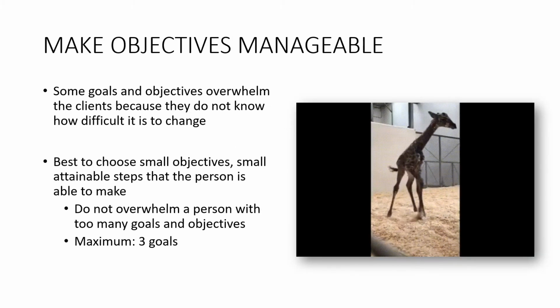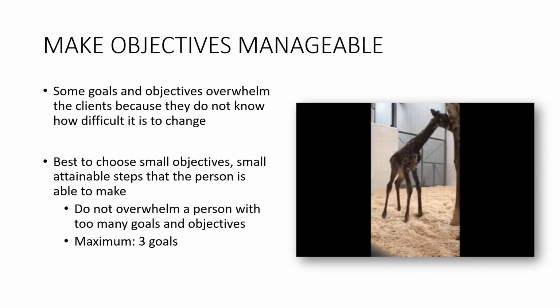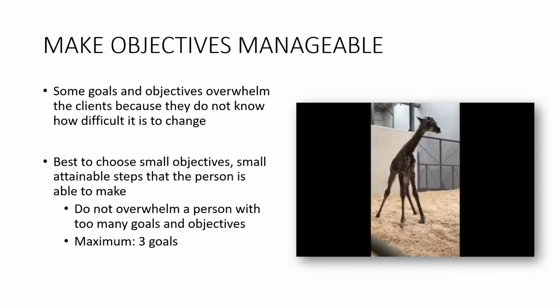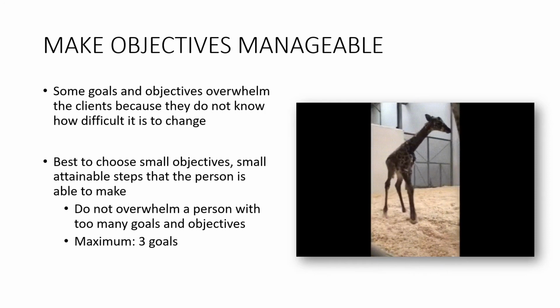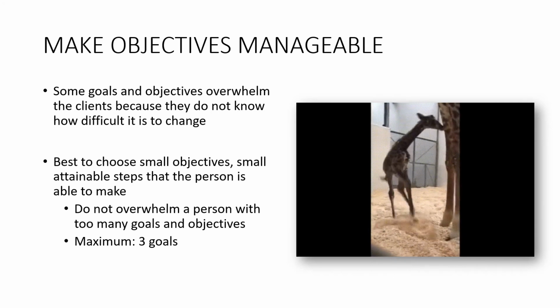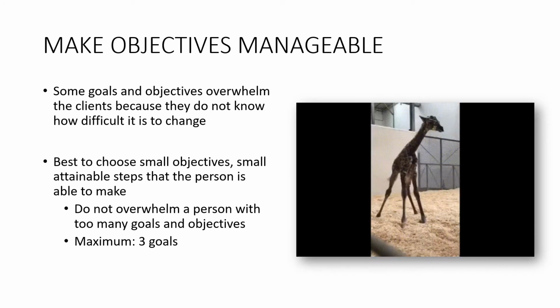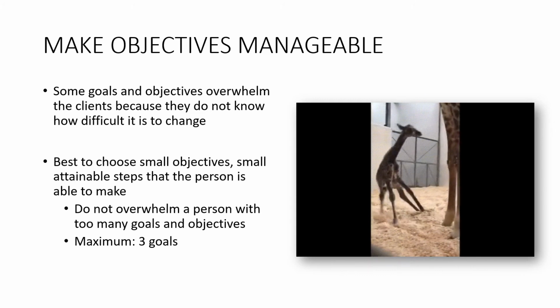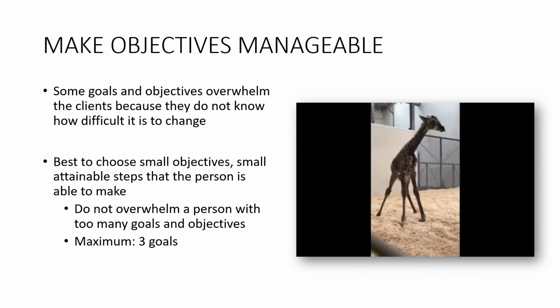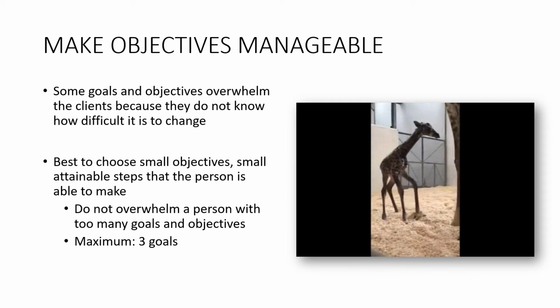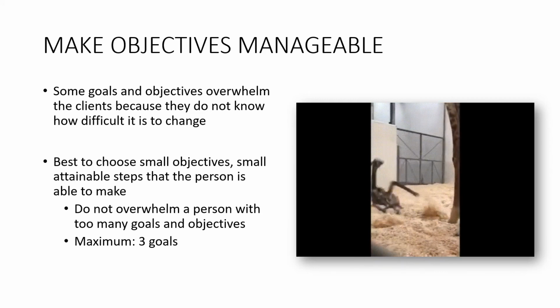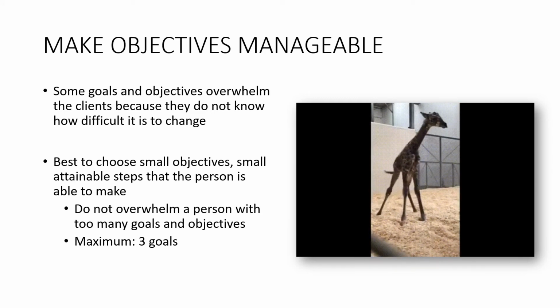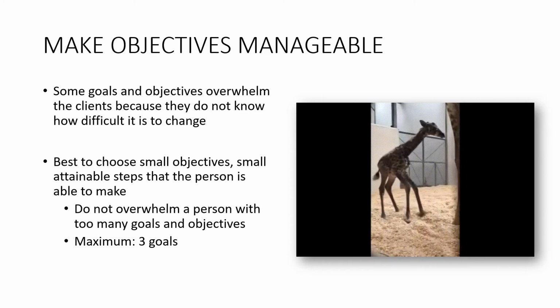Make objectives manageable. Some goals and objectives overwhelm the client because they do not know how difficult it is to change. Sometimes we just say things like, I'm going to just stop drinking. It's not that easy. We've been using drinking to, let's say, deal with a domestic violence issue or failure in something or whatever, a disability. It's not that easy to just go, hey, let's stop drinking. But that's the ultimate goal, right?